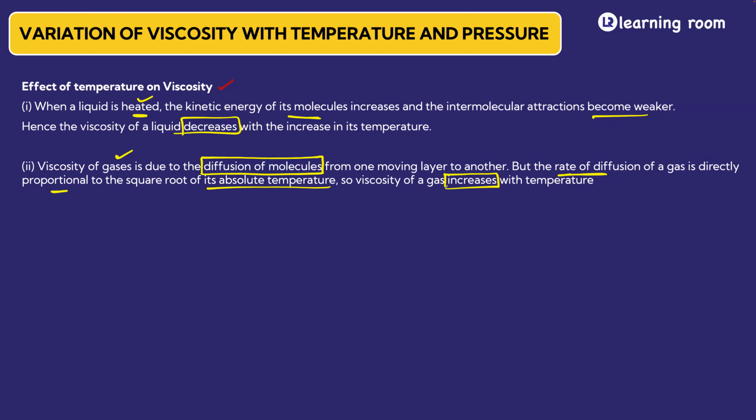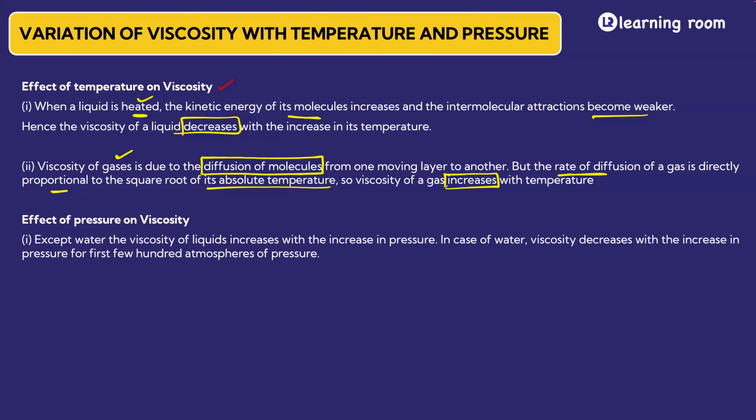So the next point is supposed to be, you tell me what is it supposed to be? Effect of pressure on viscosity. Let's understand this. First, except water, right? Except water, the viscosity of liquids increases with increase in pressure, right? I'll give you the logic for it. In case of water, what will happen?